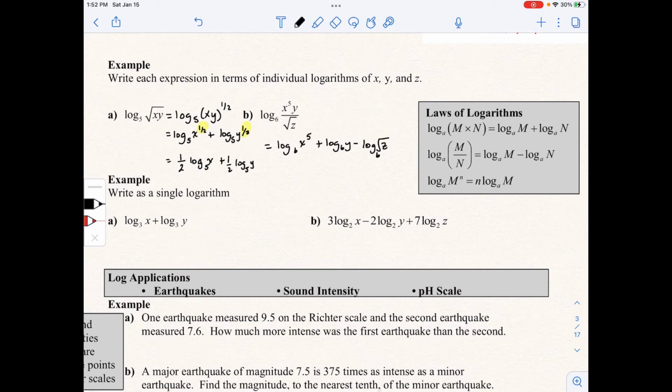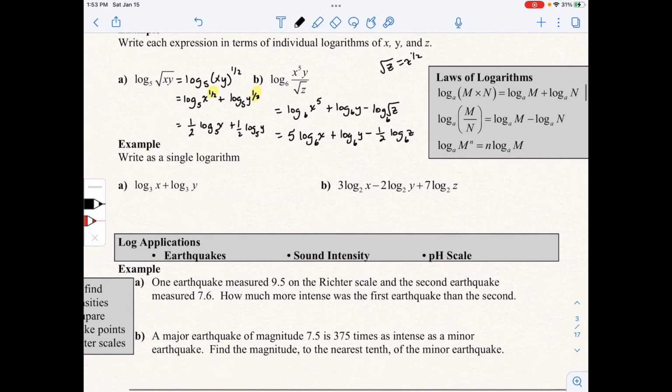And of course that root z, this first one, the 5 is going to come down, 5 log x to the base of 6 plus log y to the base of 6 minus, we know that square root of z is z to the 1/2, so that's going to be minus 1/2 log z to the base of 6. And now we want to go in the other direction. We want to write these as a single logarithm.